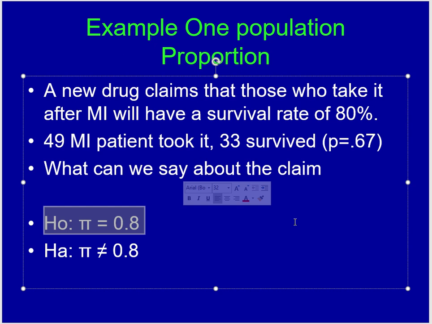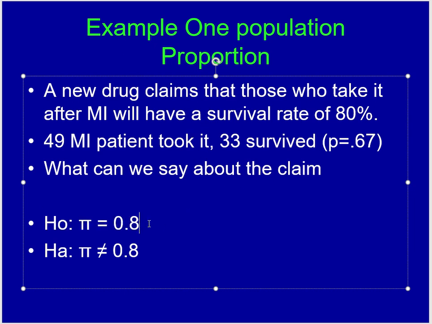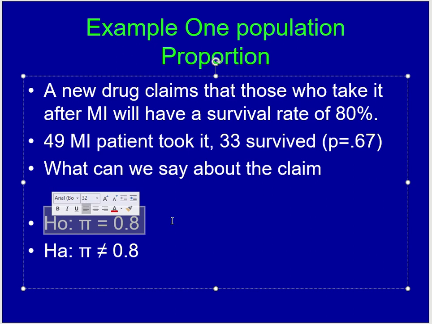Okay, you just cannot say proportion of MI patients, that would be wrong. And you cannot say proportion surviving, that would be wrong as well. You have to specify that this is the proportion surviving with patients after MI taking the drug. So why did we choose 80%? Because that was the claim made by the drug company. And therefore, we take things at face value.